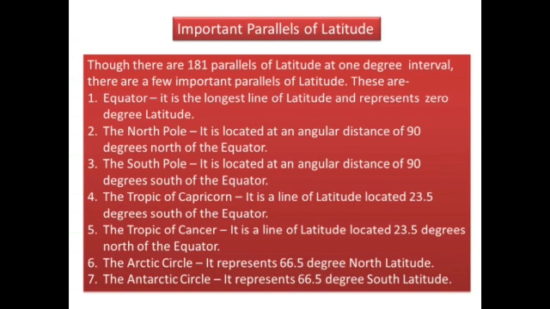The Tropic of Capricorn. It is a line of latitude located 23.5 degrees south of the equator. The Tropic of Cancer. It is a line of latitude located 23.5 degrees north of the equator. The Arctic Circle. It represents 66.5 degree north latitude. The Antarctic Circle. It represents 66.5 degree south latitude.